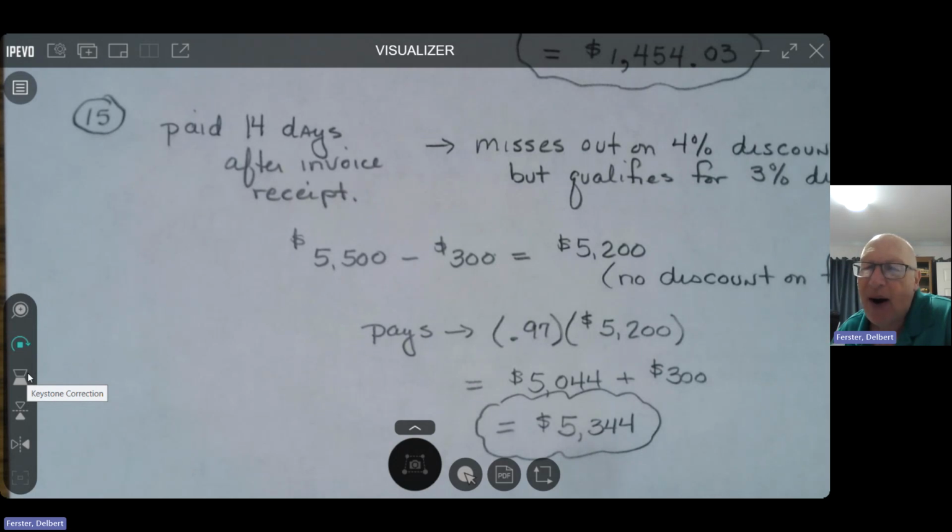And so he will be sending $5,344 as his payment, having qualified for the 3% discount, but having missed out on the 4% discount.